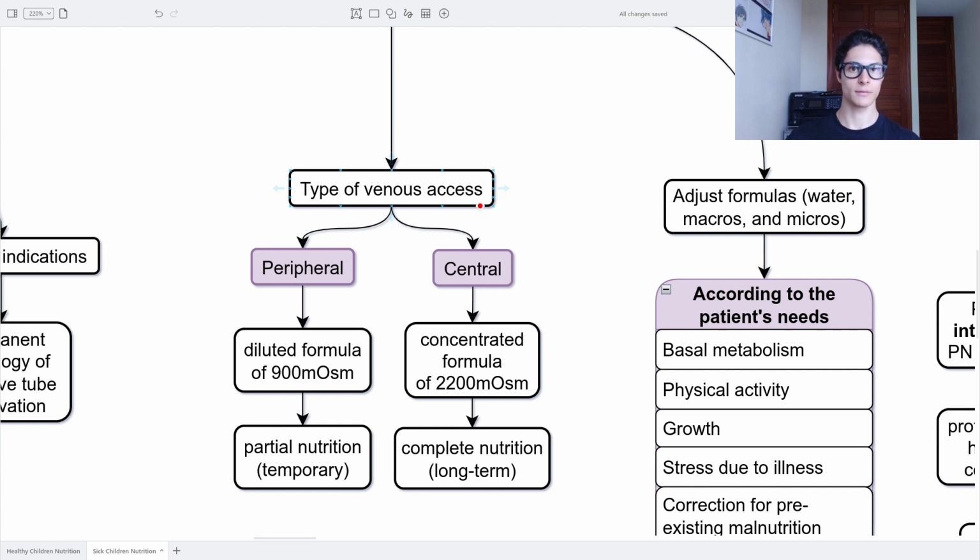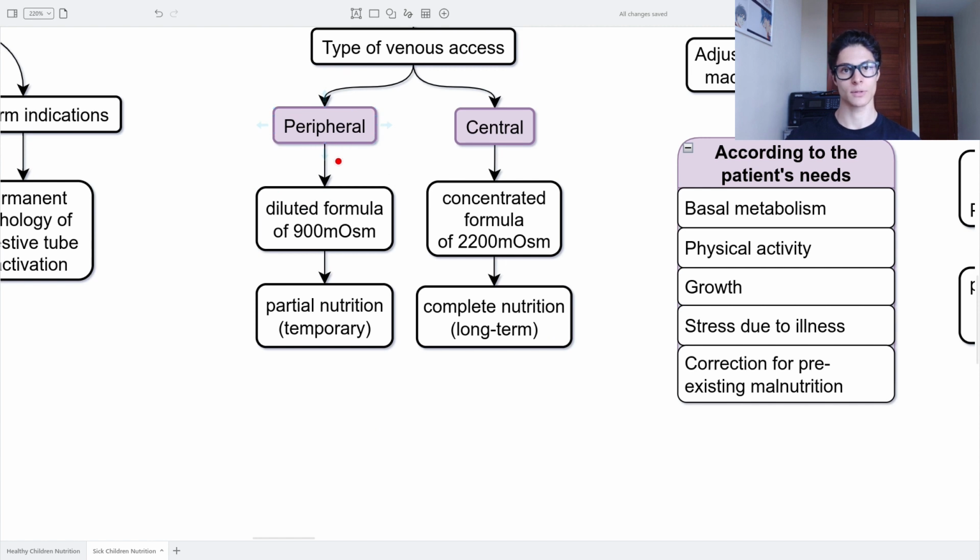Then what are the types of venous access? Since we are going to give the nutrients straight into the bloodstream, we have to pick a vein. Which ones? It can be peripheral or central. Peripheral ones are usually in the arms, and we provide a diluted formula of 900 milliosmoles of concentration. And this is for a partial nutrition. It's not complete. It often goes together with the enteral nutrition, and it is only used temporarily.